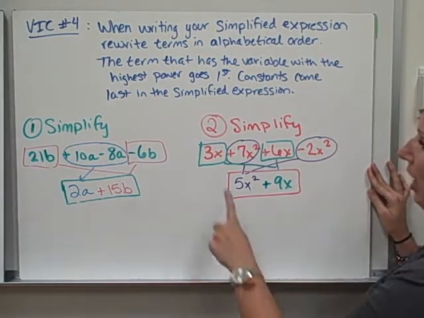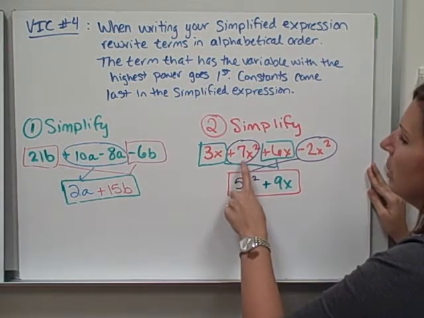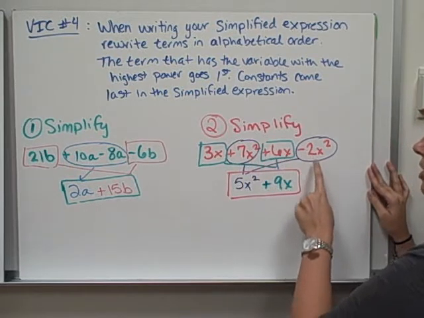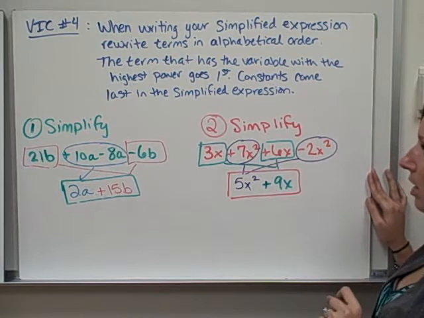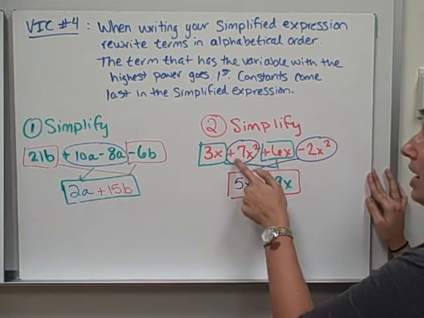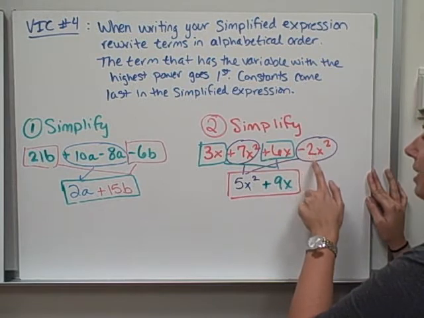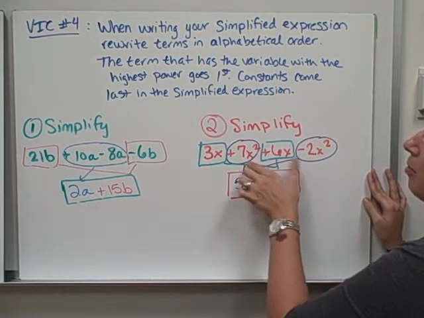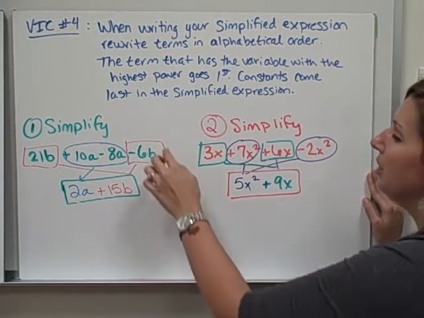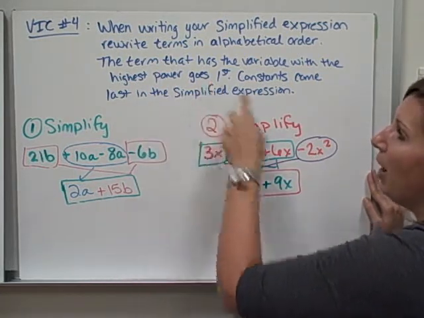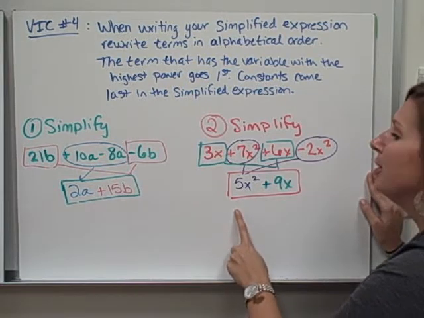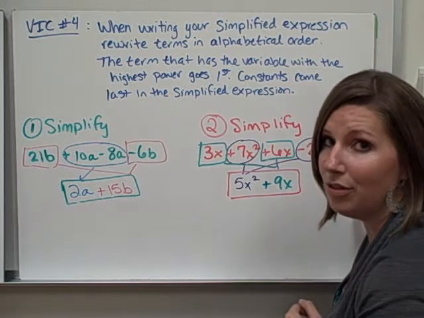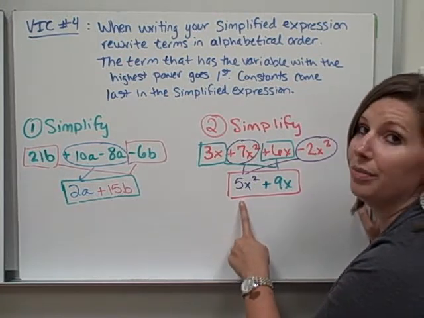Here, I've got 3x plus 7x squared plus 6x minus 2x squared. My like terms are my positive 7x squared minus 2x squared. I'm going to concentrate on that first because when I write my answer, I'm going to write the term that has the highest power in front. So since x squared is a higher power than x by itself, that's going to come first in my answer.